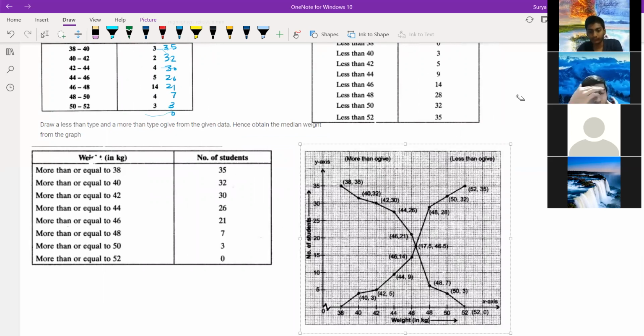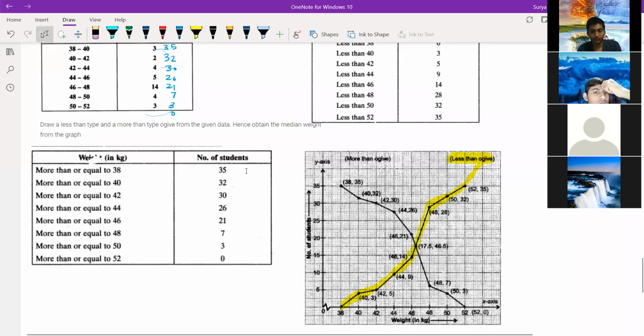After drawing the graph, this is the less than type graph. Till 35 should reach. Less than 52, where should it reach? At 38 it is 0, at 40 it is 3, at 42 it's 5. Like that, it is approximate. You can just draw by yourself. Some mistake will also be there in this. So this is your less than type graph.